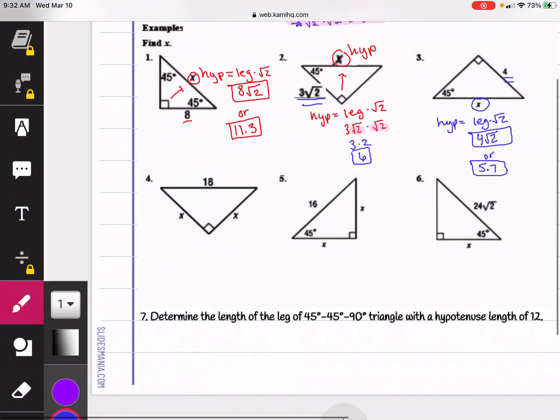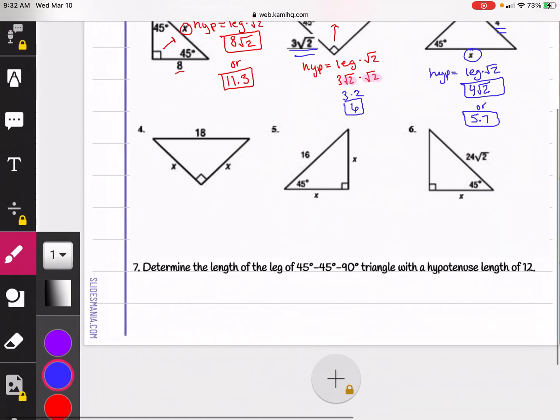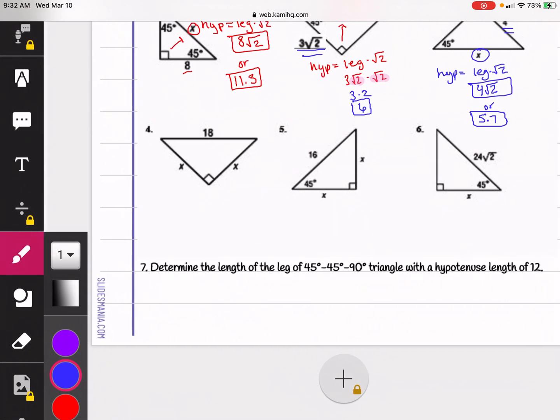On our next example, we're given the hypotenuse. This time x is a leg. So we're going to use the formula for leg, which is equal to hypotenuse divided by square root of 2. It's like you're working backwards. Here our hypotenuse is 18, and we're going to divide that by root 2. Now, it's improper to have a root in the denominator.